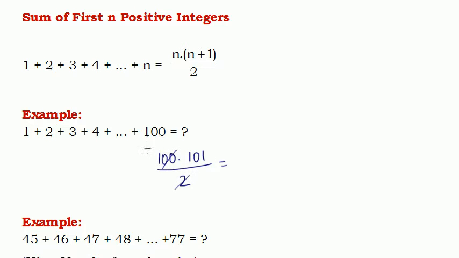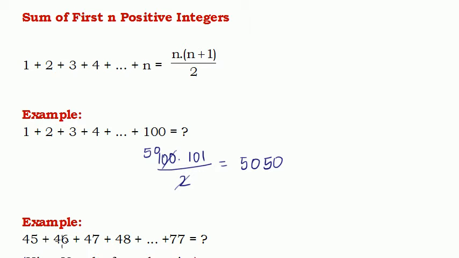So the 2 cancels with the 100, and we end up with 50. 50 times 101 is 5050. The proof of the formula is in a following presentation, but let's concentrate on using this formula in this presentation.